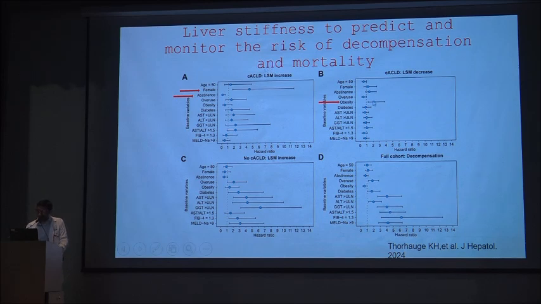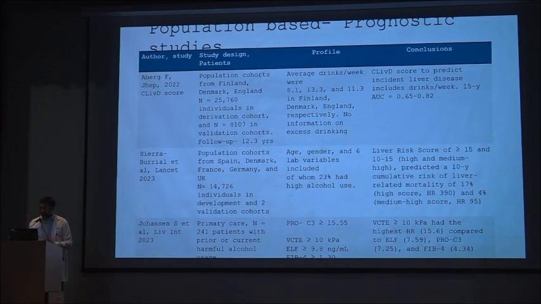LSM decreases were associated with obesity, and when the full cohort and all decompensation were taken, it was seen that a high GGT, high LSM, FIB-4 and MELD sodium were associated. Then a few more population-based prognostic studies.